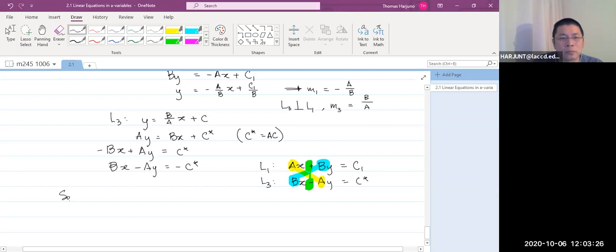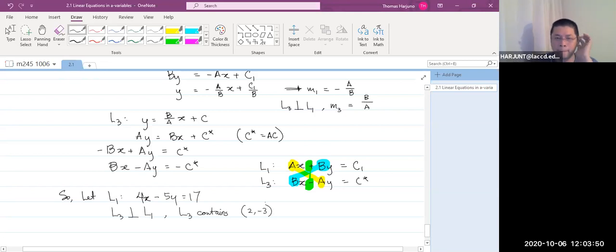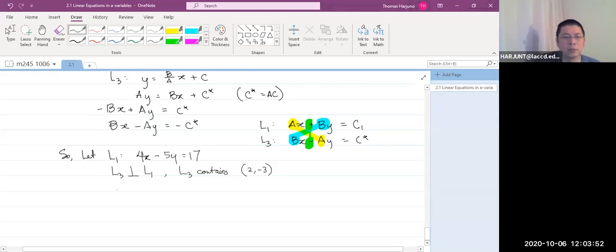So suppose line 1 is 4x minus 5y equals 17. Line 3 is perpendicular to line 1, and line 3 contains (2, negative 3). Then we see line 3 must have this pattern: negative 5x minus 4y equals a constant.